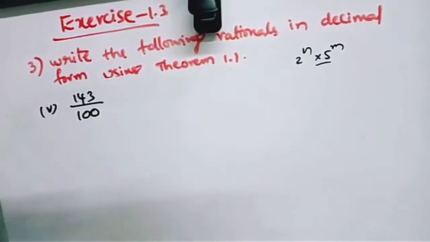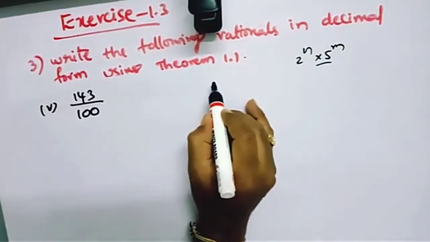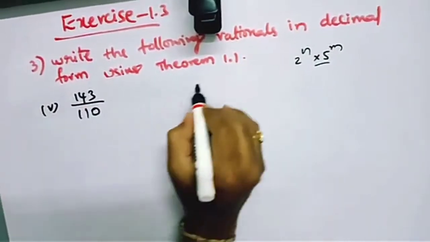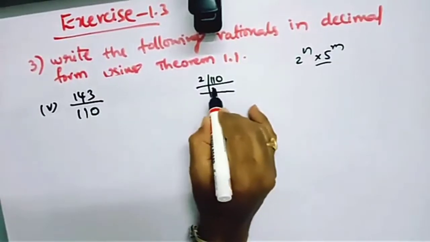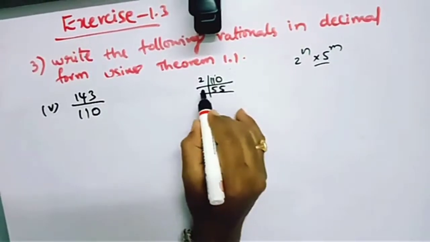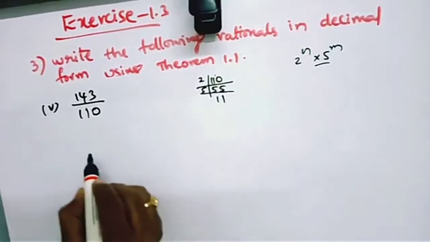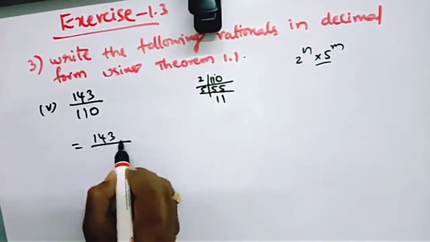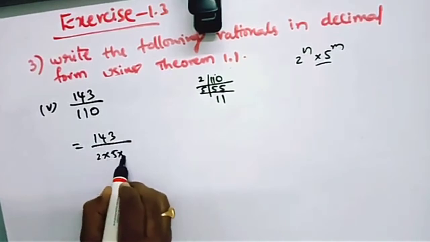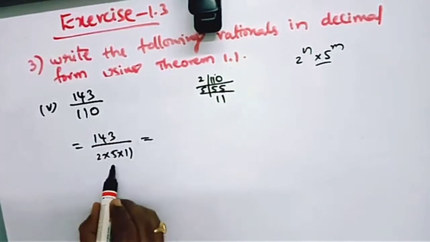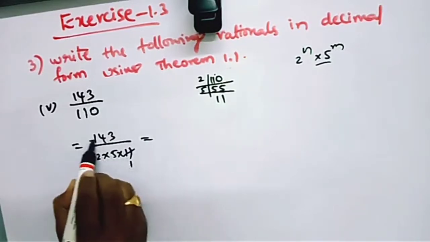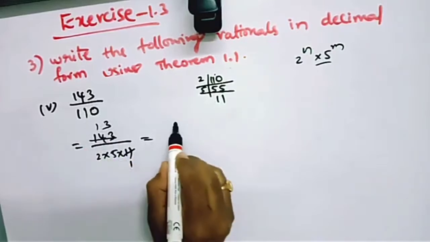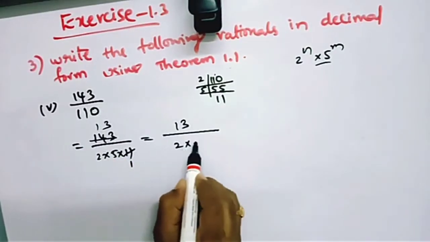The last, fifth question, 143 by 110. So 110 you should write as, do the division with the 2 table. 2 times 5s are 10, then 5 times 11s are 55. Then you should write 143, and the denominator you should write as 2 into 5 into 11. So this is not in the form of 2 power n and 5 power m. So eliminate this 11 and cancel with 11. 11 times 1s are 11, 11 times 3s are 33. Then in the numerator you will get 13 by 2 into 5.